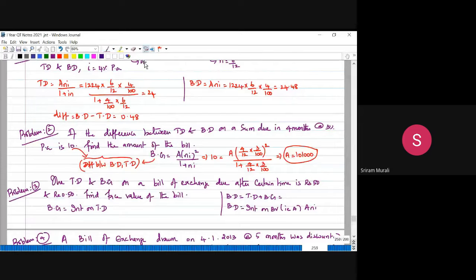The last case is this. The interest on true discount is nothing but banker's gain, which is equal to A into N into I. That is 0.50 is equal to 50 into N into I. Therefore, NI is equal to 0.50 by 50. Therefore, NI will be 0.01.